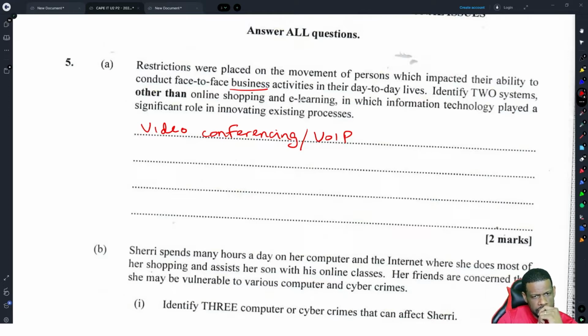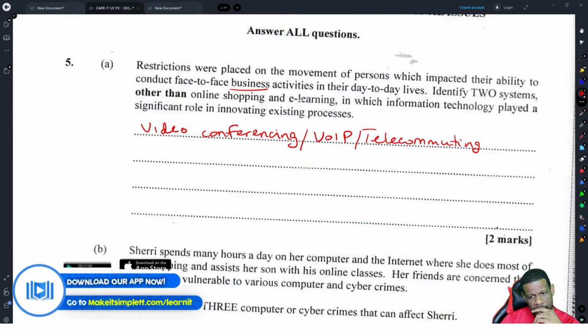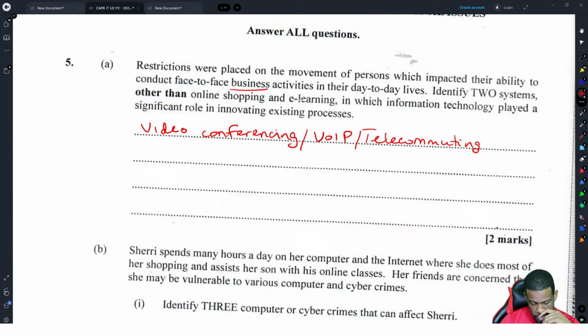What do I really want here, William? Alright, what I feel they want is, I think the way to say it is video conferencing, VoIP or telecommuting. Because all 3 of those are basically synonymous along the same line of what they wanted to learn. According to the syllabus, they have a whole lot of E-words that would have been done there.